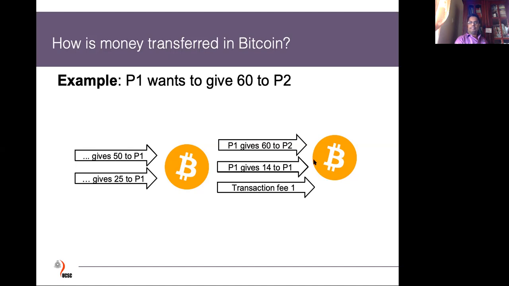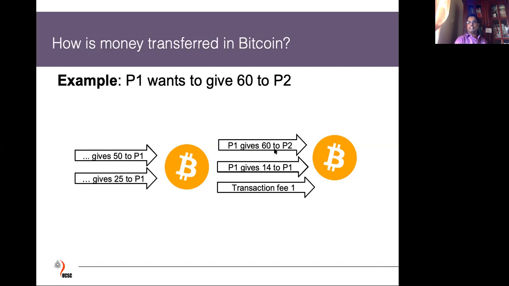Then what P1 has to do is announce a digitally signed transaction to the network saying, I, P1, give 60 to P2, digitally signed by the keys associated with that coin.